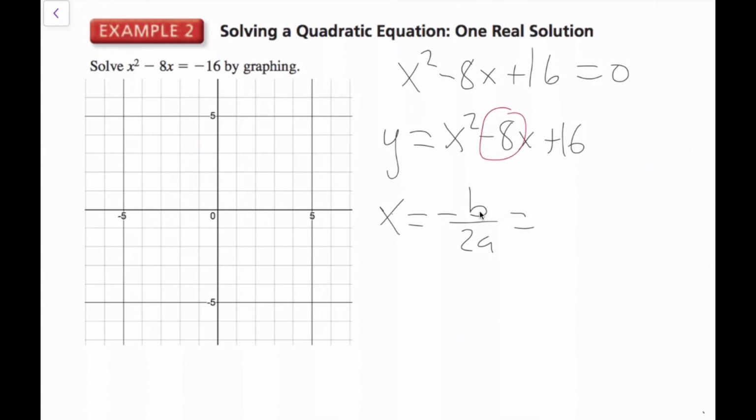So negative b is going to be negative -8, but when we have double negatives, it turns to a positive. And then over 2a, well, a is 1 here, so that's just over 2. So +8 over 2 is equal to 4.